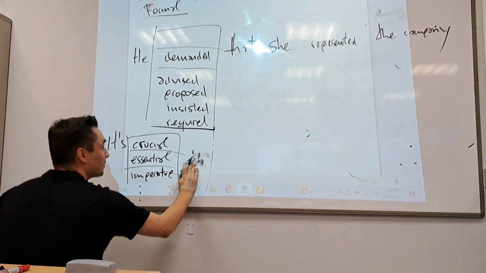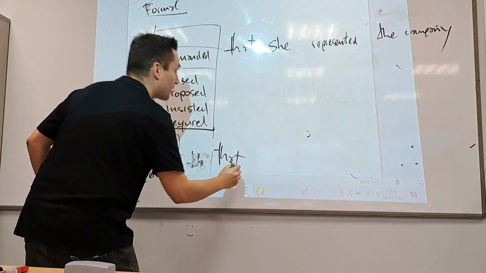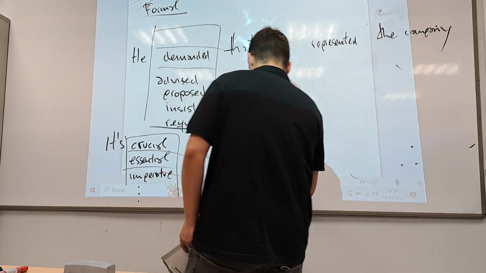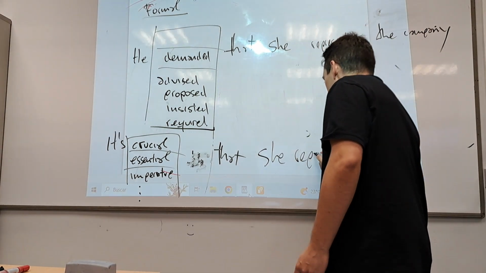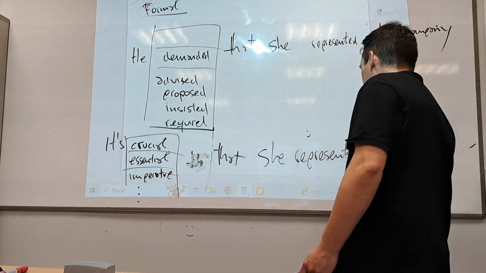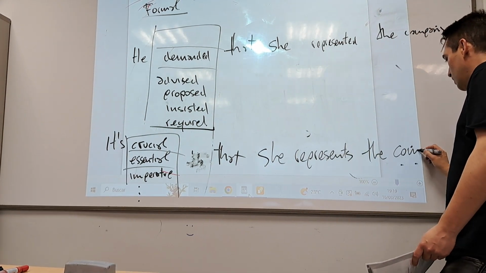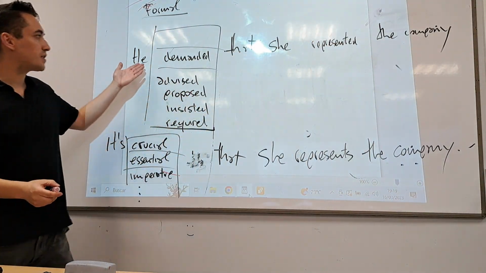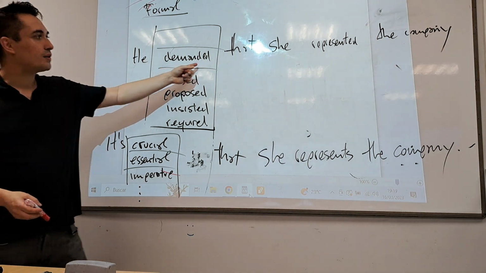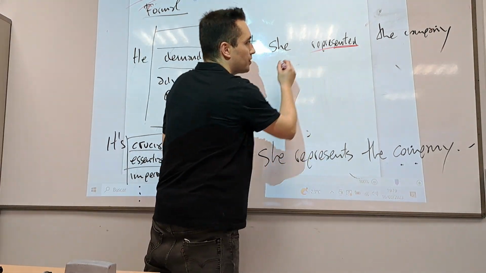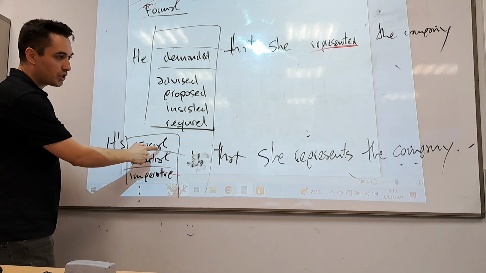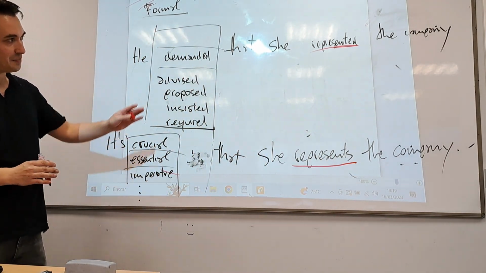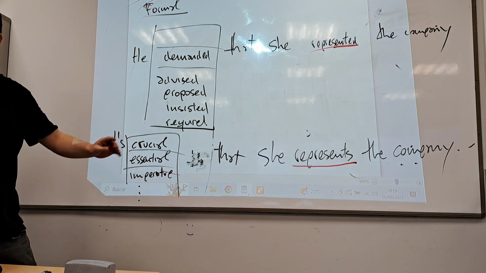That is the same as here. You could say, she represents the company. Okay, these sentences are correct, and these sentences are very formal. He demanded that she represented the company. It is crucial that she represents the company. Correct and correct.